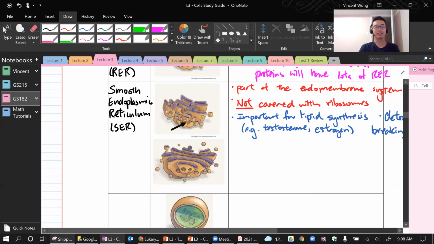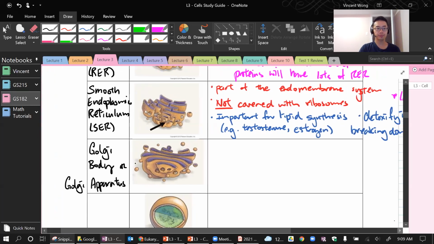Moving on. We have these things that stack up like pancakes. We call them the Golgi body, or Golgi apparatus. Doesn't matter what name you use. I'm just showing you in case you read about it.